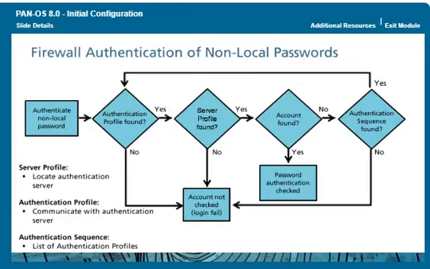The firewall connects to the external service and looks for the account information. If the account information is found, authentication can either succeed or fail. If the account is not found and an authentication sequence is defined, the firewall attempts to authenticate the account using the next listed authentication profile. This process continues until the account is found or no more external services are listed in the authentication sequence.